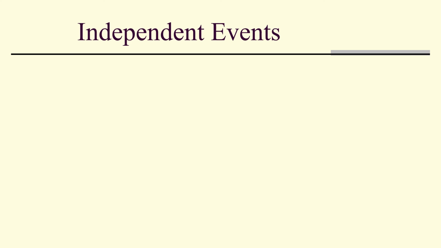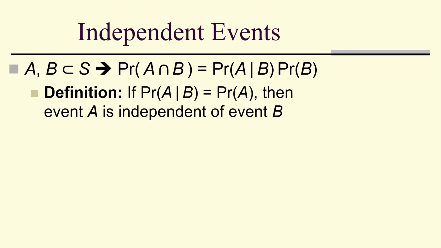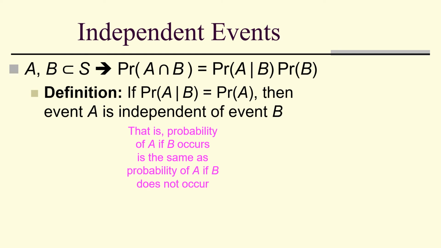So conditional probability allows us to define the concept of independent events. Here is our definition of conditional probability. And if the probability of A conditioned upon B is just the probability of A, then we say A is independent of B. In other words, the probability of A if B occurs is the same as the probability of A if B does not occur.